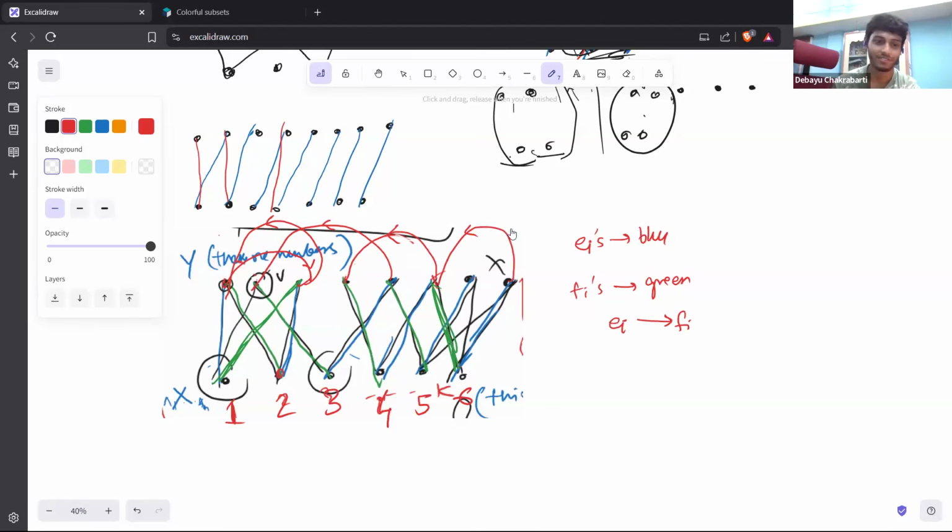Thing is, if you have a hop like this orange hop, then you can just color alternatively and you're done, right? Because it just ends. You can color these three.